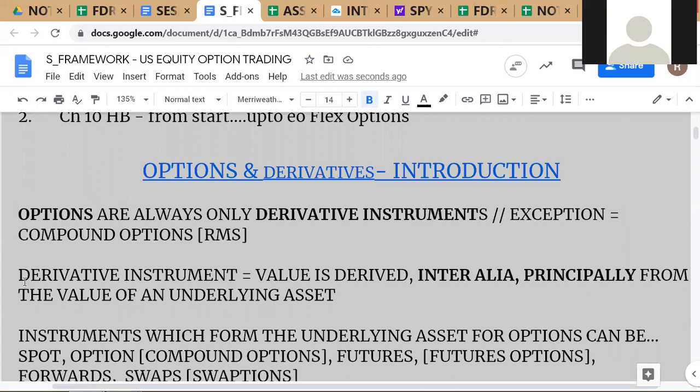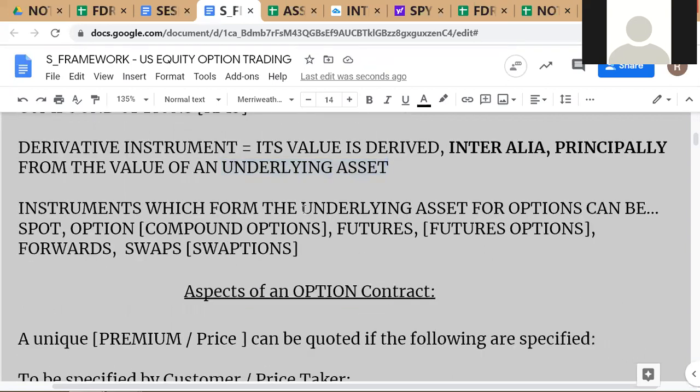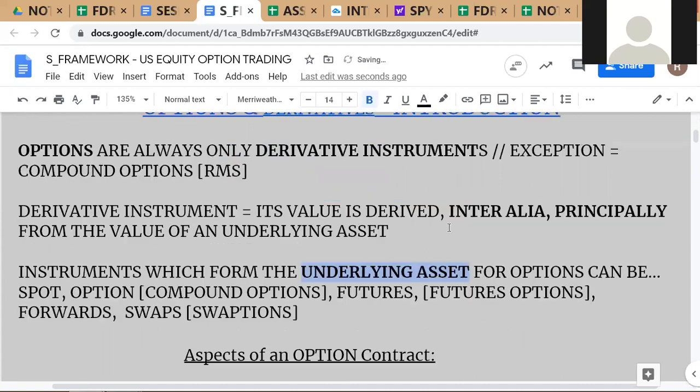That's why when people write this definition, you'll find in many textbooks, a derivative instrument is one whose value is derived. Let's put it this way. We can just write its value is derived from the value of an underlying asset. This is an important term. There I want to highlight only my additions. It says the value is derived from the value of an underlying asset.